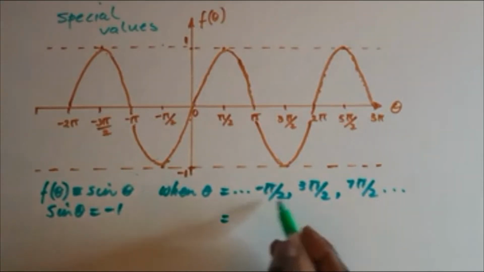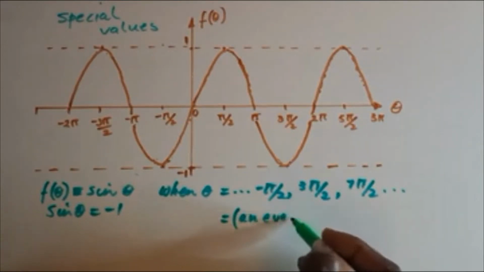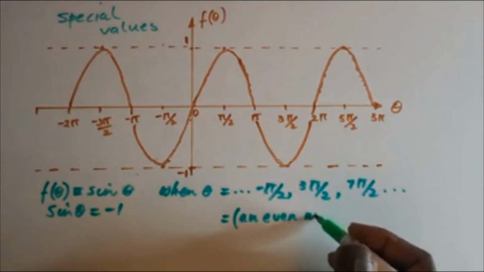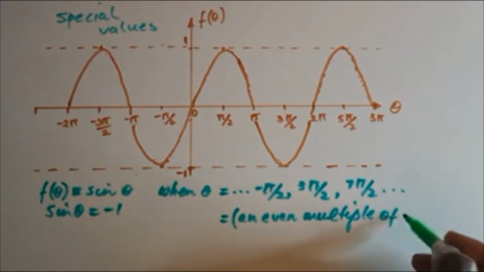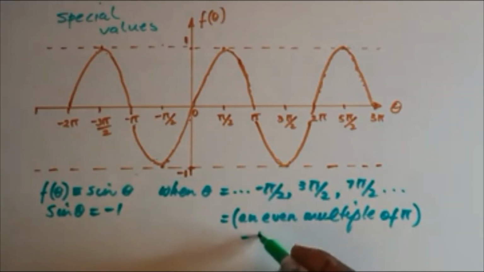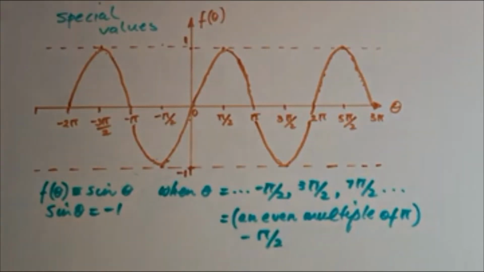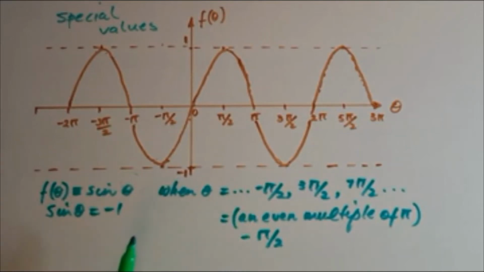Here we have a pattern that can be described as an even multiple of pi, and from that we subtract pi over 2. So if we look at an example, if our multiple of pi is 0, that would be 0 minus pi over 2, which will give us minus pi over 2.